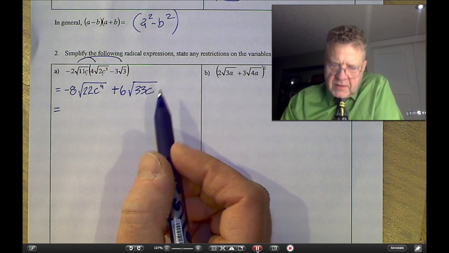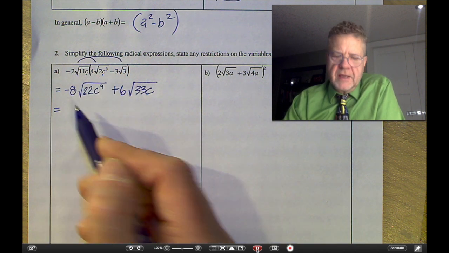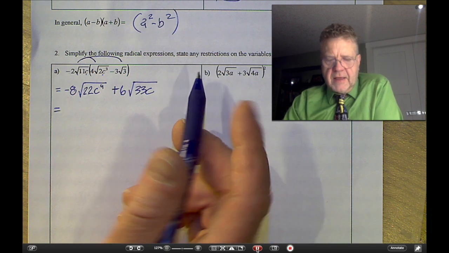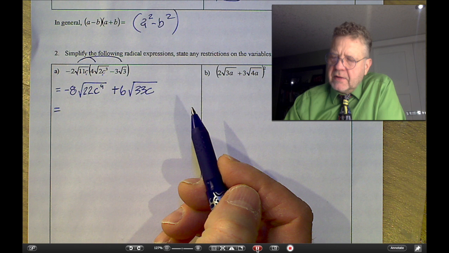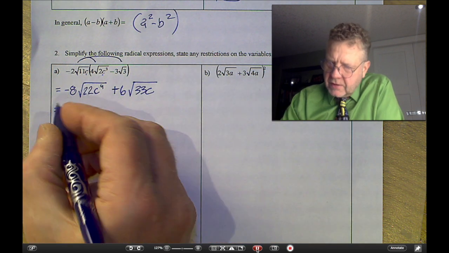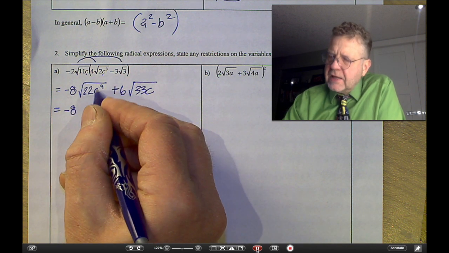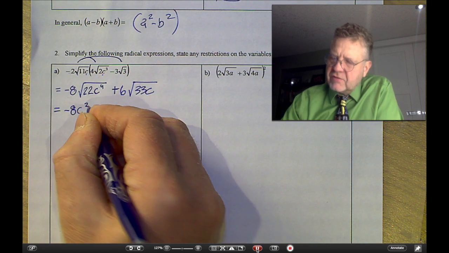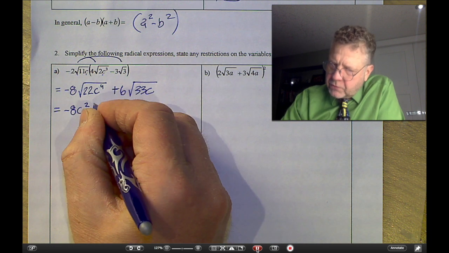So is there a perfect square of anything hidden inside that first radicand? And I would say, well, not with the number, but certainly with the c, right? So c to the power of fourth, the square root of c to the power of fourth is c squared. So we can simplify this a little bit. We'll take the c to the power of fourth out of the square root, and it becomes c squared, right? And then there's nothing we can do with the root 22, so it'll stay.